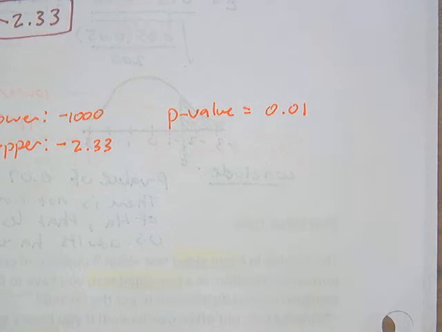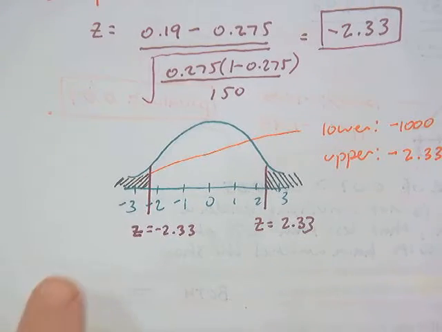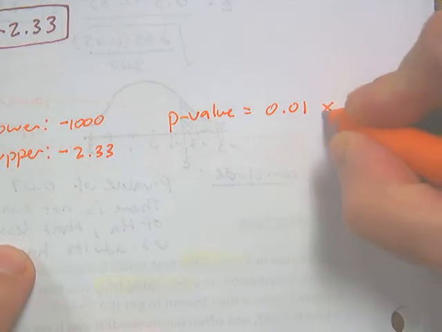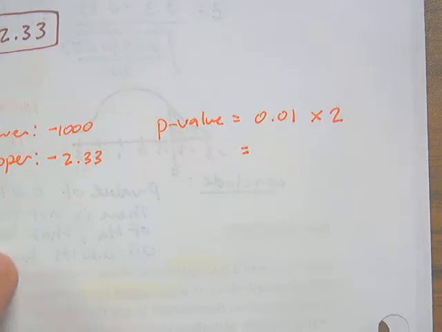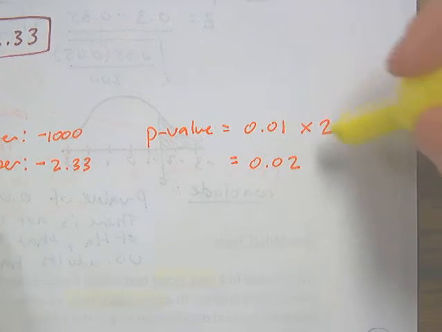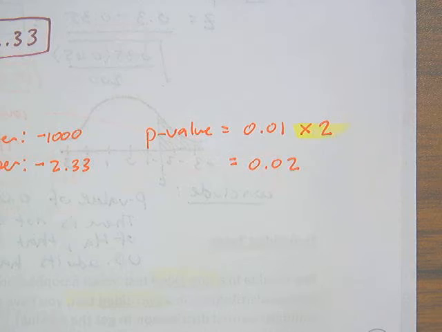But that is not the p-value. That is just the area of this tail over here. Double it. The p-value is 0.02. That right there that I highlighted is the only reason we've had to do example 3, to make sure you have at least seen it once in the notes.